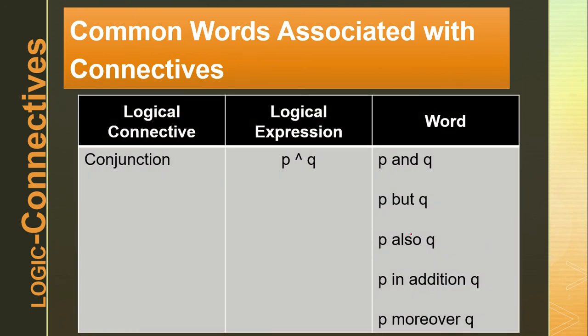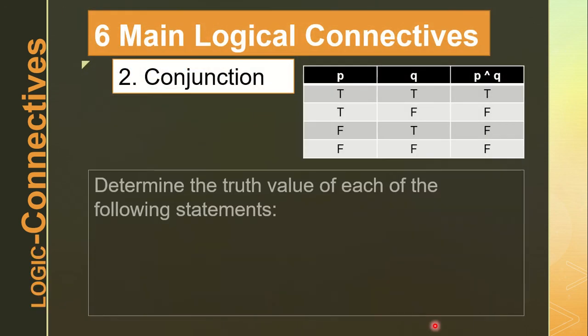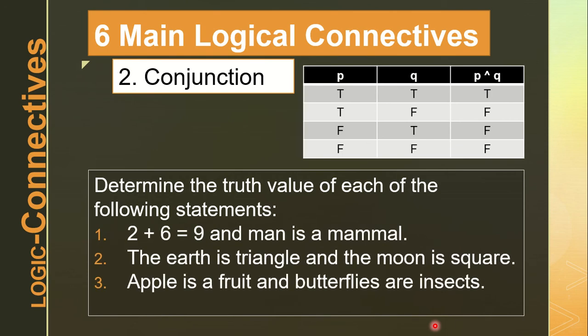Words associated with AND are the following: and, but, also, in addition, and moreover. So for example, we have this: 2 plus 6 is equal to 9. Man is a mammal. The earth is a triangle. The moon is square. Apple is a fruit, and butterflies are insects. So we need to determine the truth value of each statement.